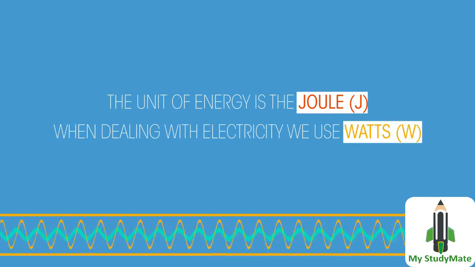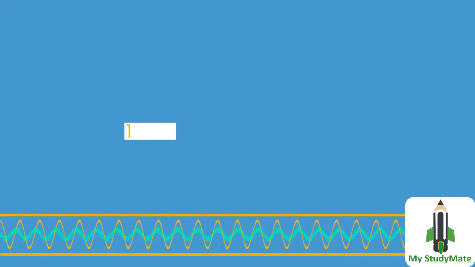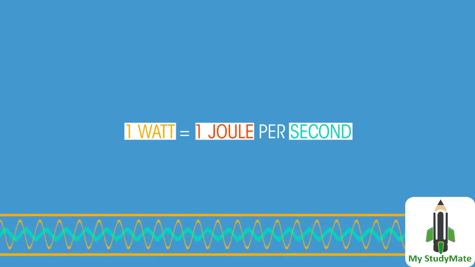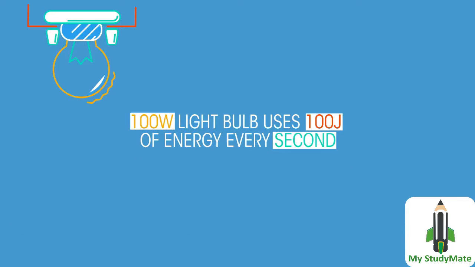However, when dealing with electricity, we actually use watts. A watt is a measure of power, where 1 watt is equal to 1 joule per second. So a 100 watt light bulb uses 100 joules of energy every second.